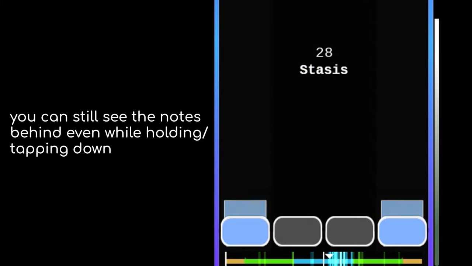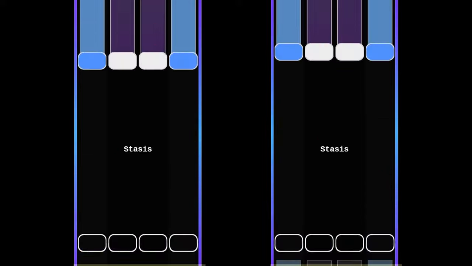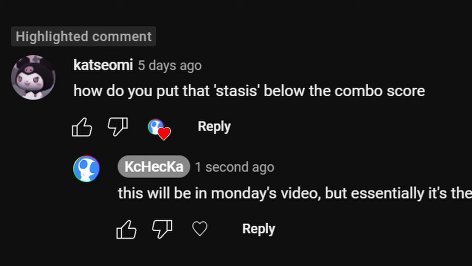Lastly, with the key images, you can make this part opaque. This gets rid of any notes going below the receptor when you're playing harder maps, as the extra clutter can mess up reading. Moving on to the playfield, and I've had a lot of players ask me about this one.